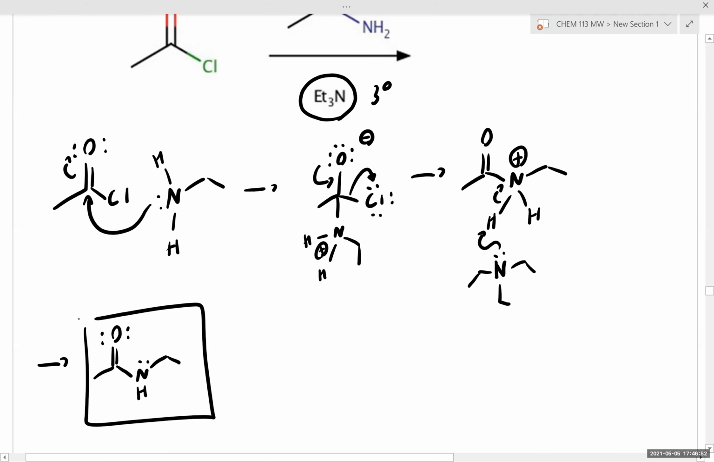Any questions on this mechanism? Any questions on alcoholysis and aminolysis?